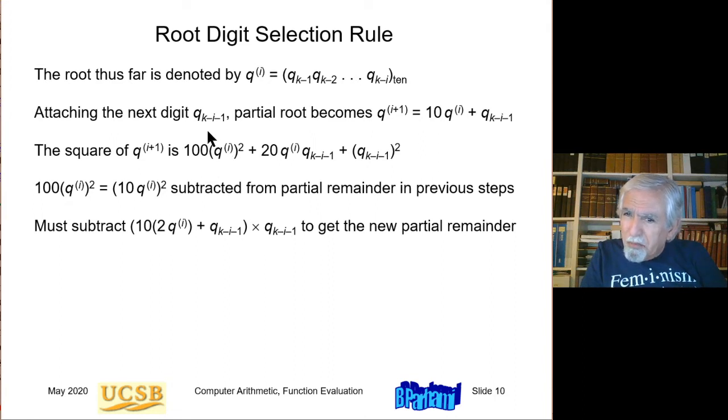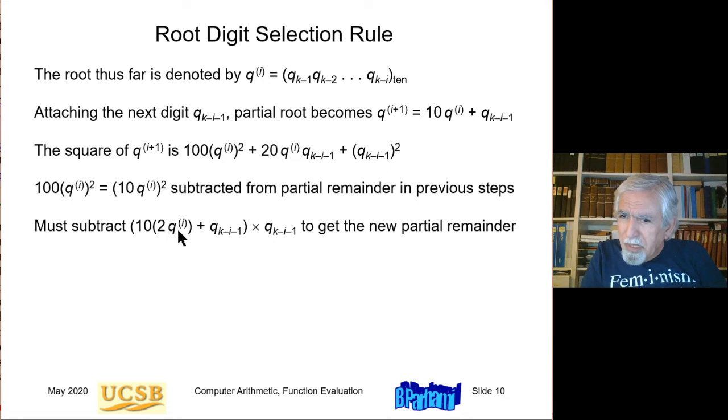Okay, I really subtracted qi squared, then because now qi has been made 10 times more important by the addition of this value, I really subtracted 100 qi squared. So that part has already been subtracted. I need to subtract this amount in the current step.